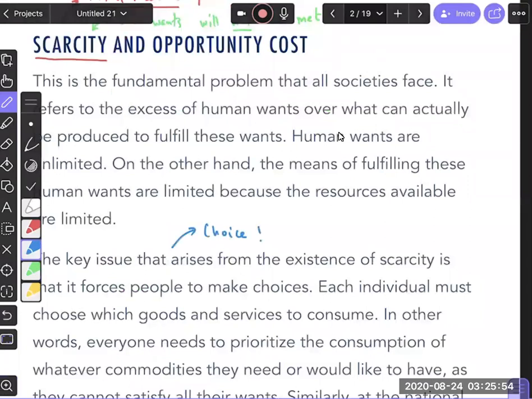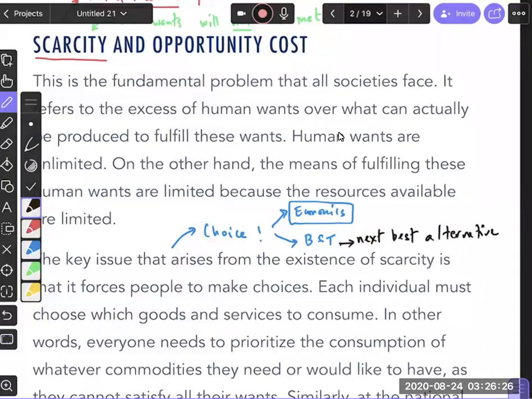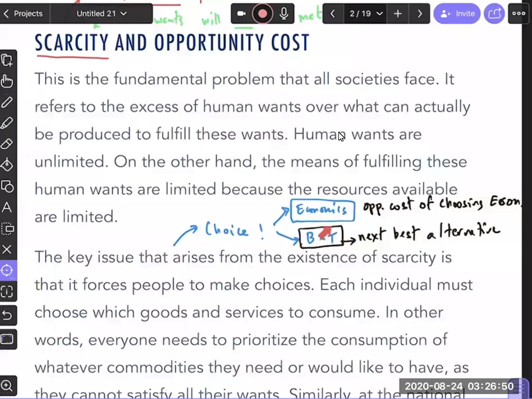That choice is simply this: if I decide to take economics in my A levels, I might not be able to take business studies, BST. Therefore, I'm making a choice here. If I decide to take economics, and business studies is my next best alternative, then I call this the opportunity cost. This is an important word, and we will talk about it in detail. The opportunity cost of choosing economics in A levels is simply business studies. It's the benefit you could have gotten if you'd taken business studies, but you chose economics.